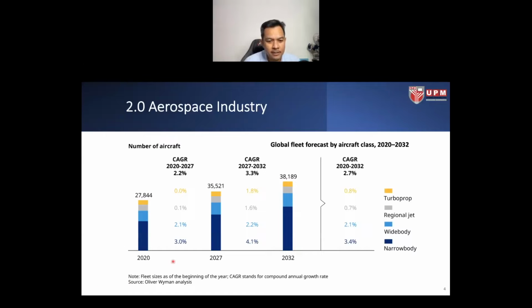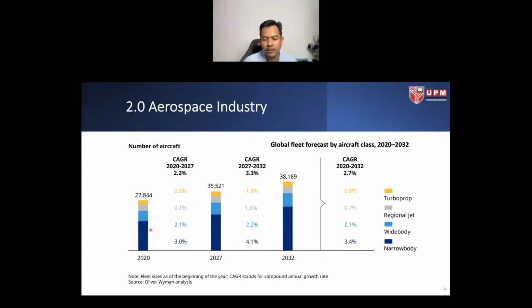If we look here, a study by Oliver Wyman shows the global fleet forecast by aircraft class. Over here we have a general classification of turboprop, regional jet, wide body, as well as narrow body. You can see the narrow body dominates the growth compared to wide body, regional jet, and turboprop. Comparing with 2020, it will grow from 27,000 aircraft to 35,000 to 38,000 by 2032.